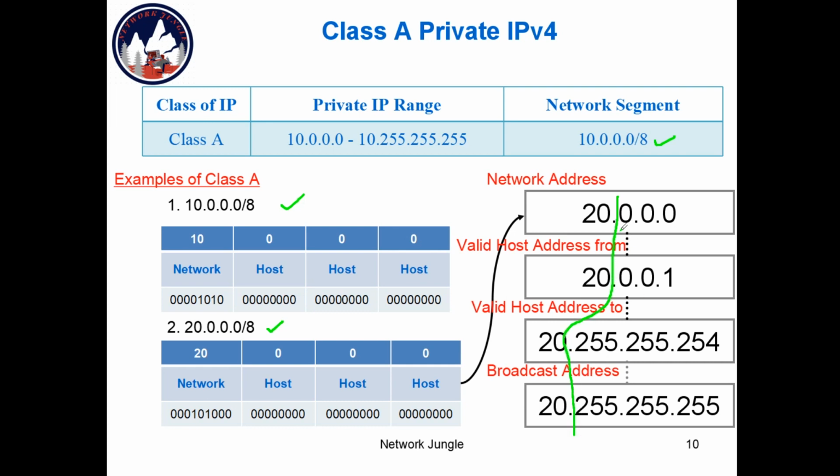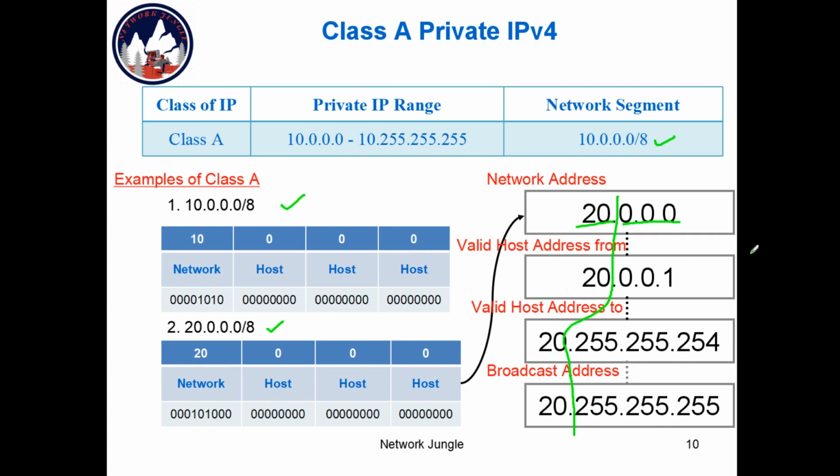So out of 32, the first 8 bits cover the network segment, then the remaining portions cover the host segment. The range starts from 0.0.0.1 to 255.255.255.254. Then the broadcast address is 255.255.255.255. So the valid host addresses can be used for any electronic equipment, that is, network equipment.